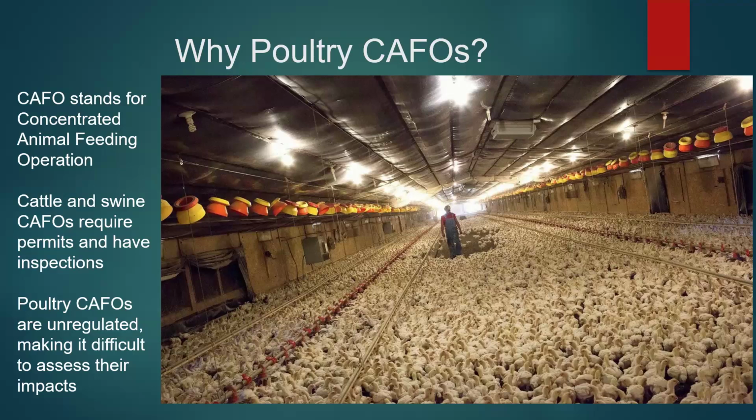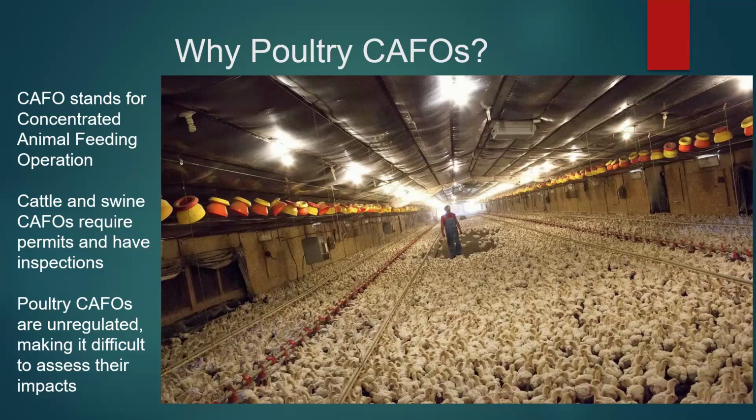Now, CAFO is an acronym, and it stands for Concentrated Animal Feeding Operations. And in North Carolina, poultry CAFOs are widespread, but frequently underreported in state and federal records because they are unregulated, as opposed to swine and cattle CAFOs, which require permits and are subject to inspection. This complicates efforts to assess their environmental and health impacts.